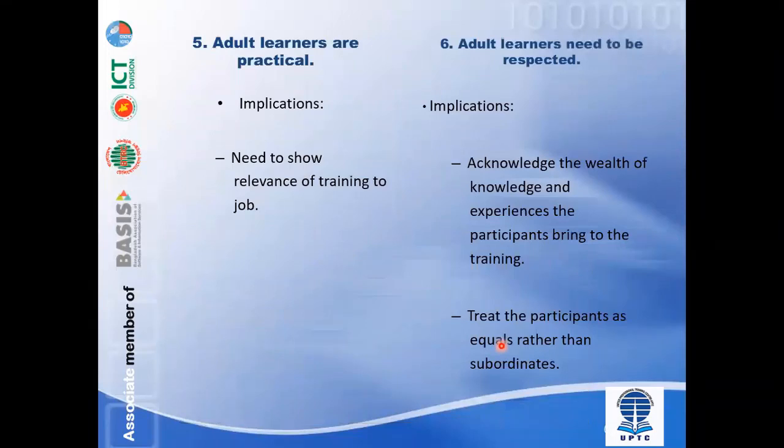And then, adult learners are practical. So the implication in this session is we need to show relevance of training to jobs. So the skill I am offering to them should have a job impact so that they can feel the necessity of learning such experience and skills at the same time.